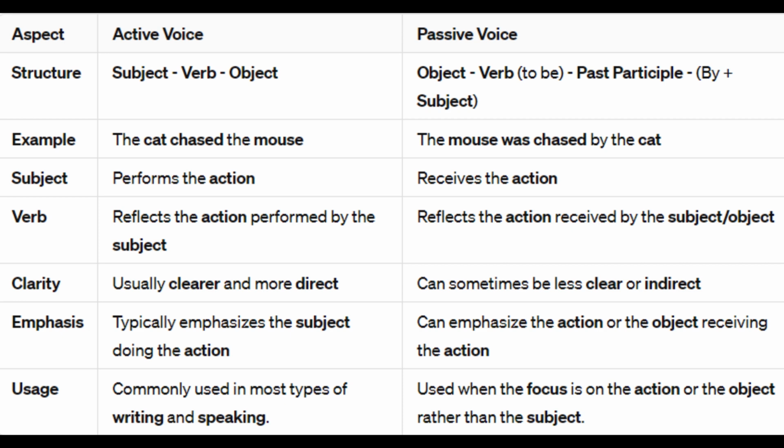Clarity: active voice is much clearer and passive voice is less clear. I already told you about that. Emphasis is on the subject in the case of active voice and on the object or the action in the case of passive voice. I also already told that, and I also gave the example and the structure.